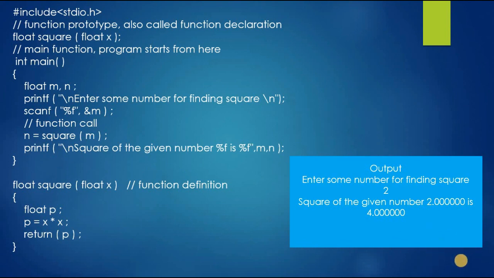And we declared the float data type variable, so in floating point value we got the output here. This is how functions work.